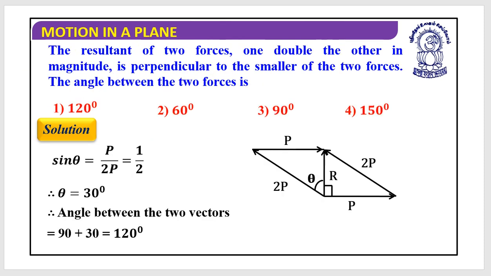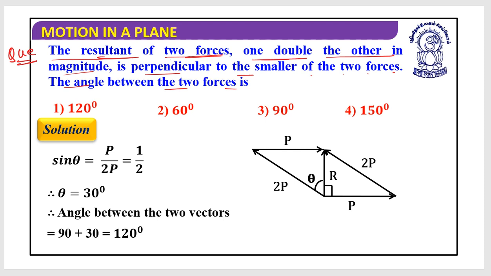Move to the next question. What the question says is that the resultant of two forces, one double the other in magnitude, is perpendicular to the smaller of the two forces. The angle between the two forces is? Again, they are talking about the resultant of two forces, but which are they?